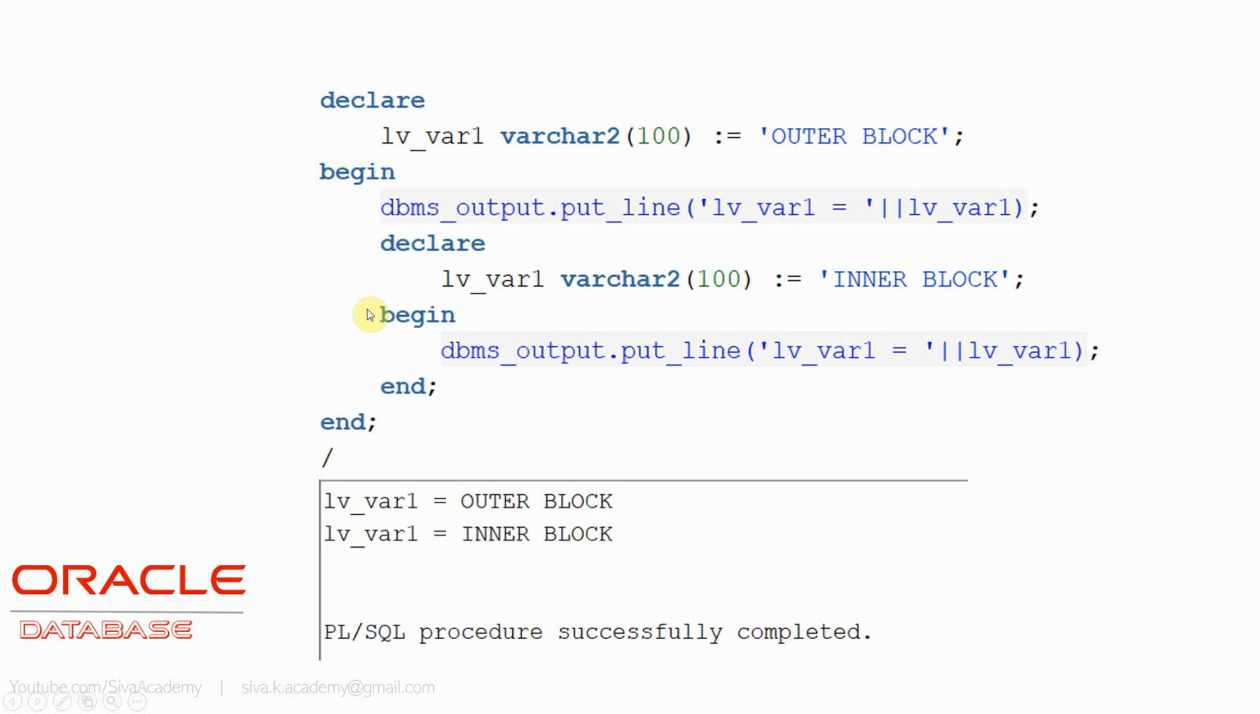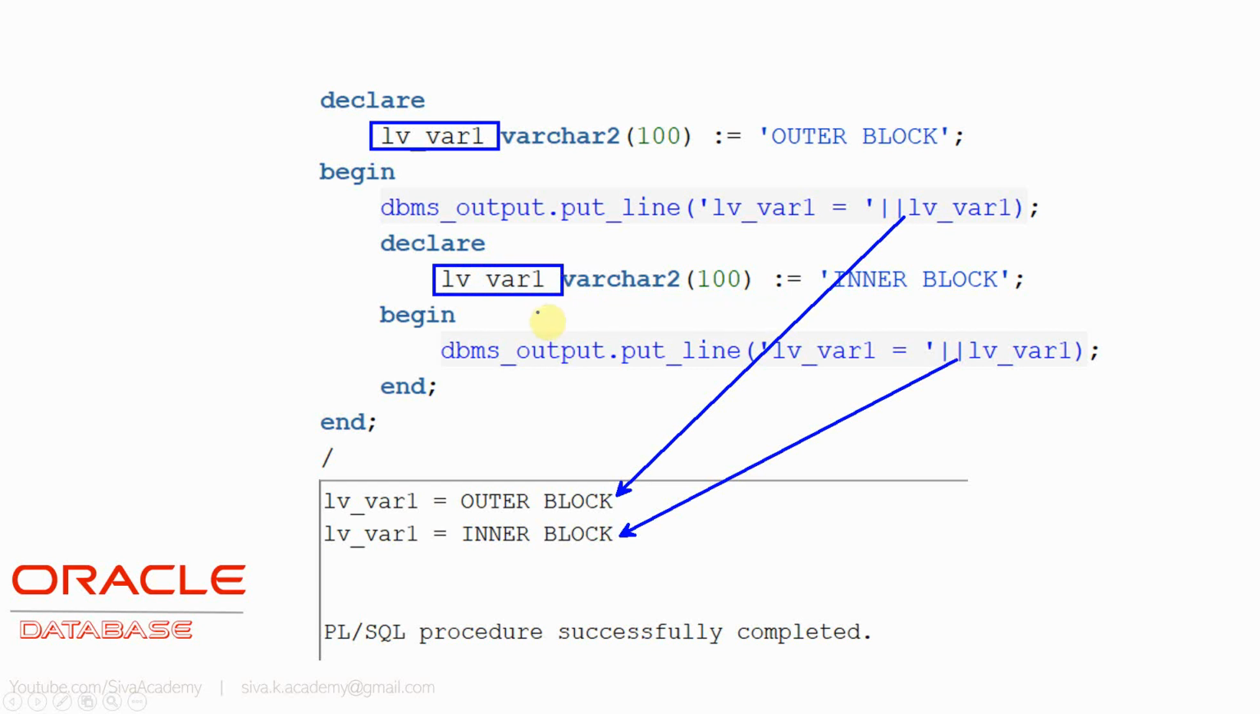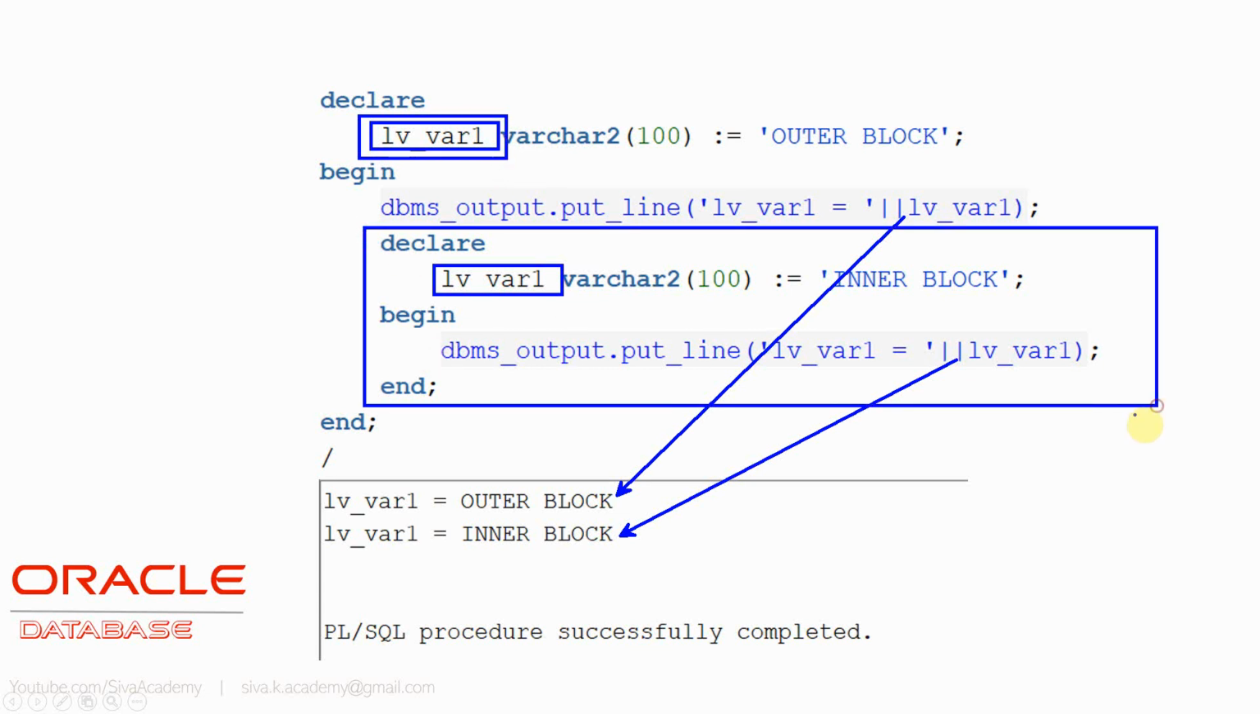By default, when we access or print this information, what will happen is the first DBMS output statement will actually access the outer block's variable. The second DBMS statement will actually refer the inner block's variable. My expectation is, how can we access outer block's variable's value inside the inner block? So this is the expectation. Now let's see how to access this.